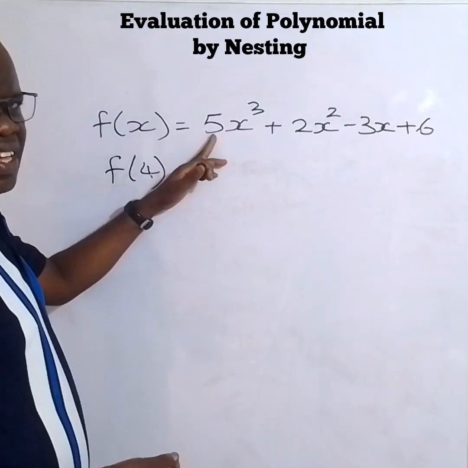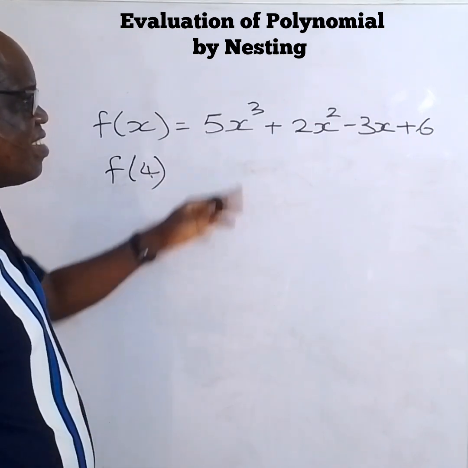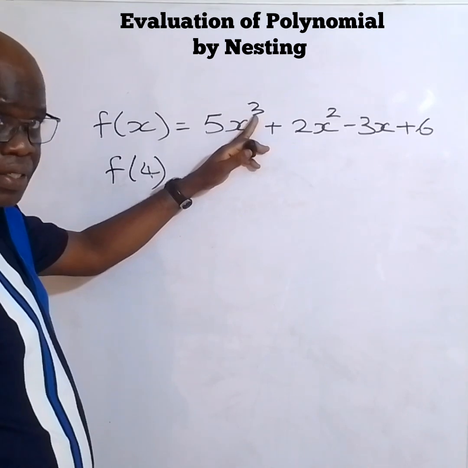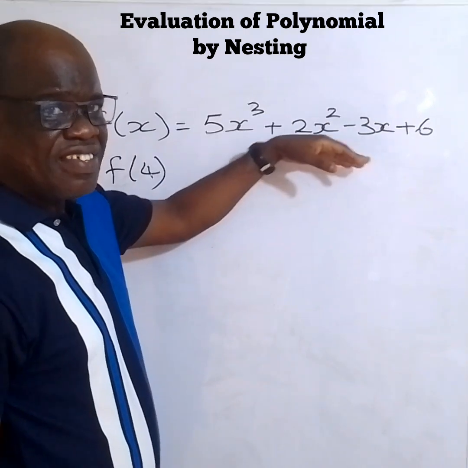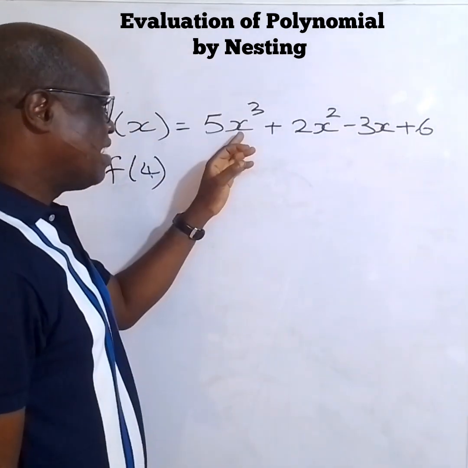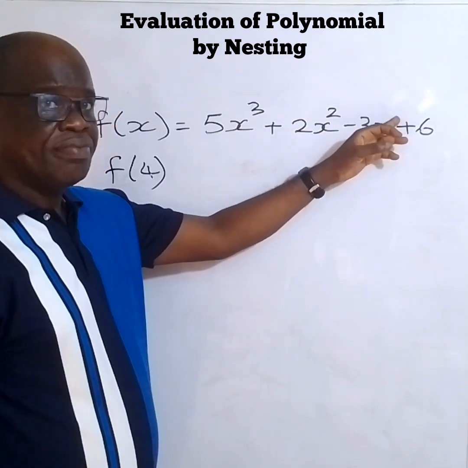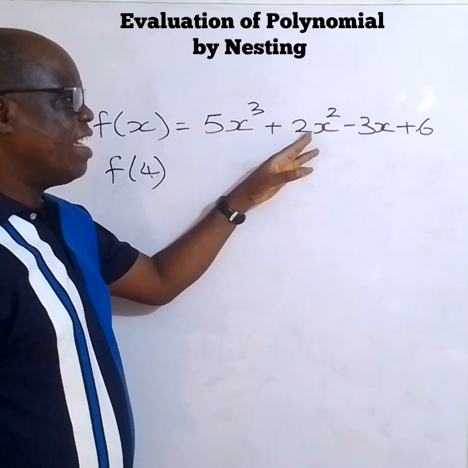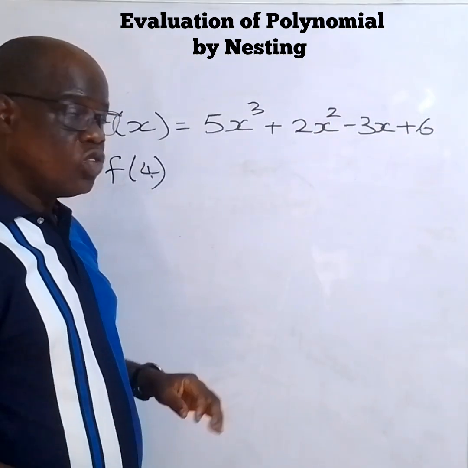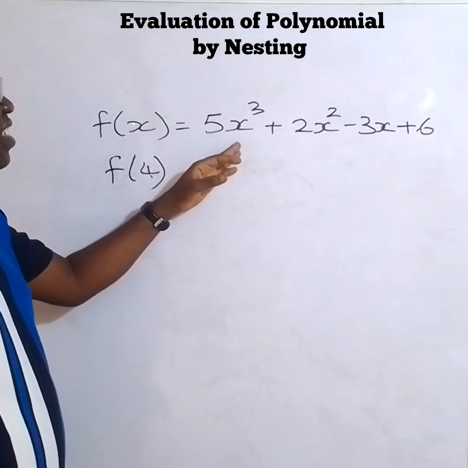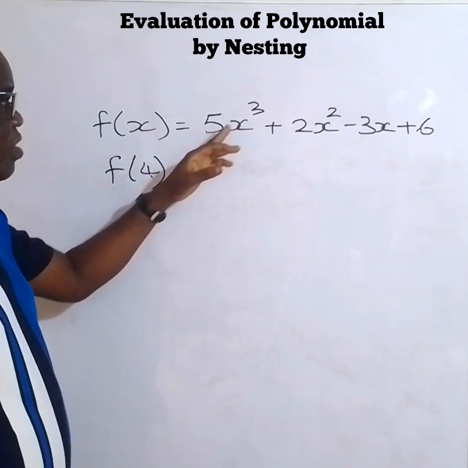This is the first term. The first term must involve the one with the highest degree, which is x raised to the power 3. And then you must ensure that this is in descending order. What I mean is this: this is x raised to the power 3, this is x raised to the power 2, this is x raised to the power 1. Now, in a case in which x raised to the power 2 is missing, then you have to introduce it. Write down the coefficient of the first term with the highest power of x, which is 5.